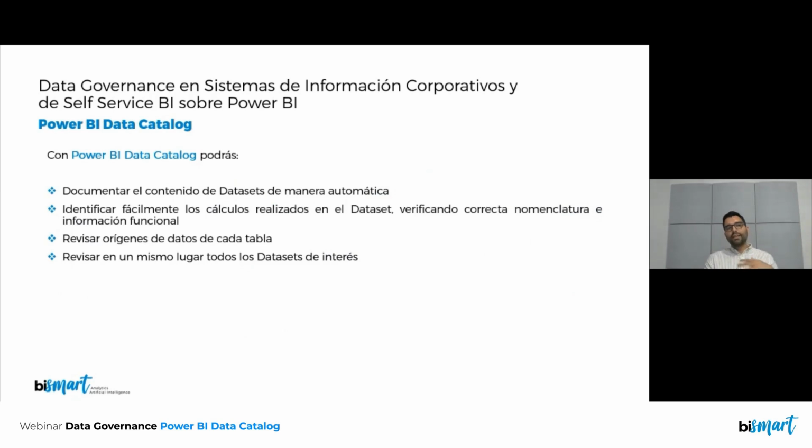So, with the data catalog, what can we find? We are going to document all the content of the datasets automatically. That is to say, we will be able to see and quantify what metrics we have, the number of tables, the number of columns, the type of data, going towards the more technical aspects. Also, on the functional side, we can verify what the functional descriptions are that we can use and that are often not taken into account regarding the metadata of the models.